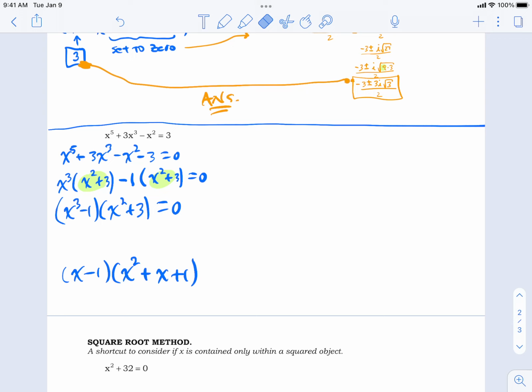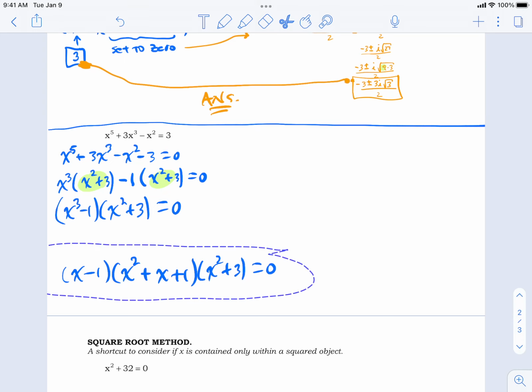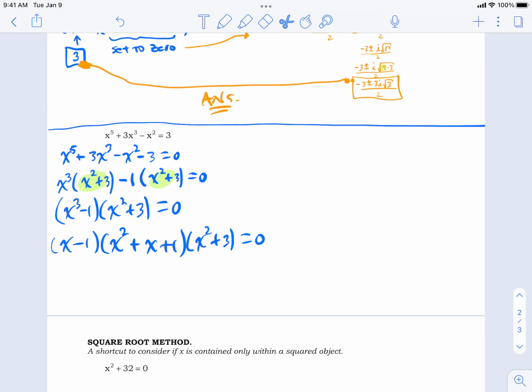However you get it, right? So I factored that into those two pieces. Now don't forget I still got this x squared plus 3 over here equals 0. And then again, this won't factor any further, and this won't factor any further. So we are fully factored. So it's a matter of looking at these three parentheses separately.